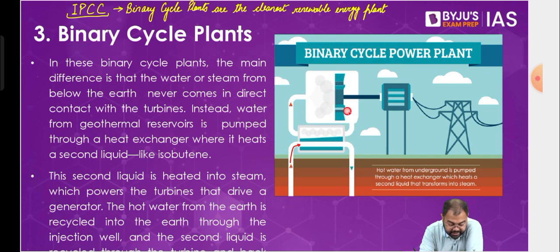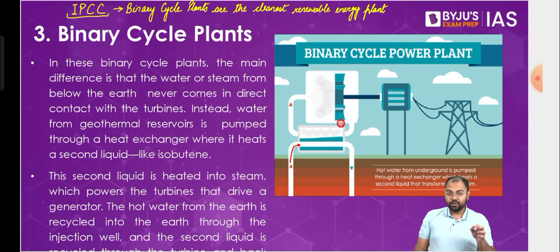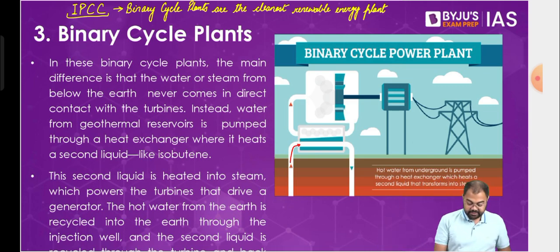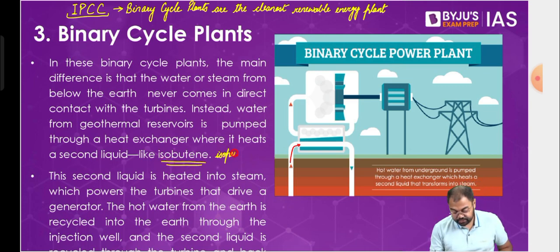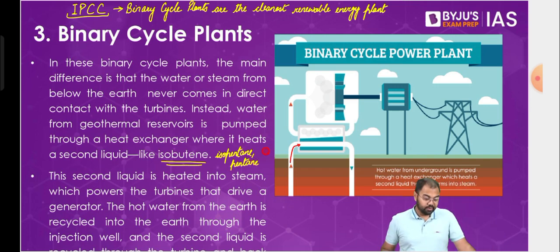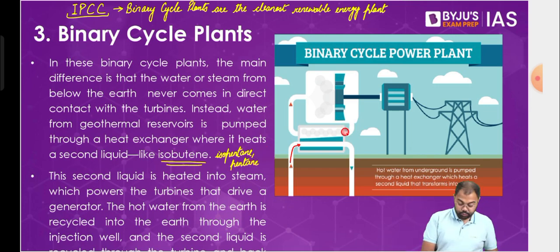This liquid largely will be an organic liquid, and this organic liquid generally will have a lower boiling point. We had discussed this yesterday as well, that the organic liquids have lower boiling points. So what we see here is that we use something like isobutene, or even isopentane, or normal pentane. There are a lot of different types of organic liquids that can be used in the second cycle. So there are two independent cycles running.